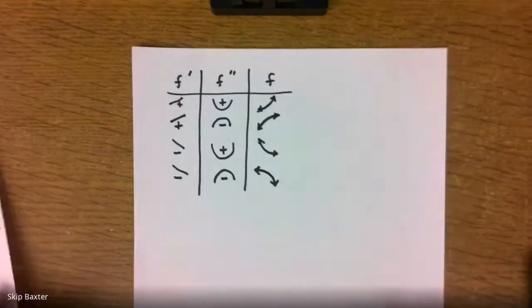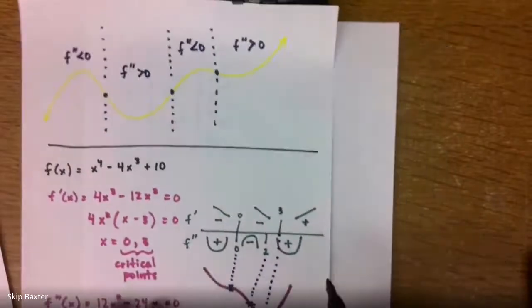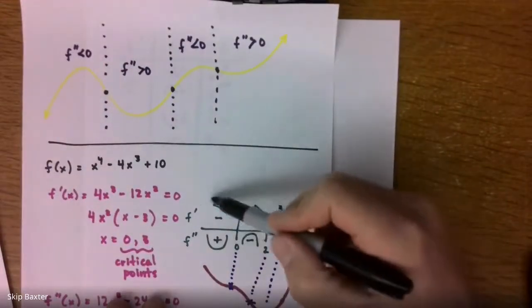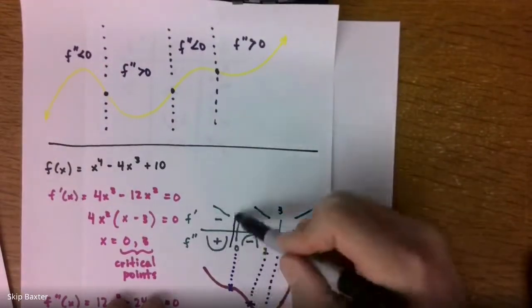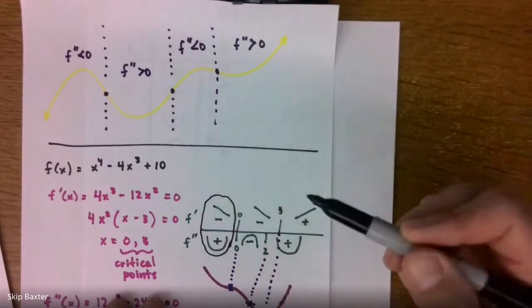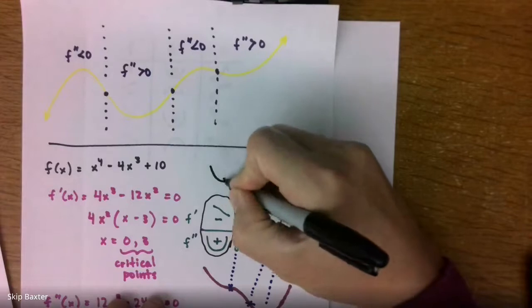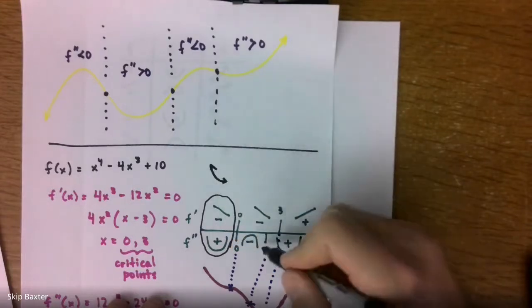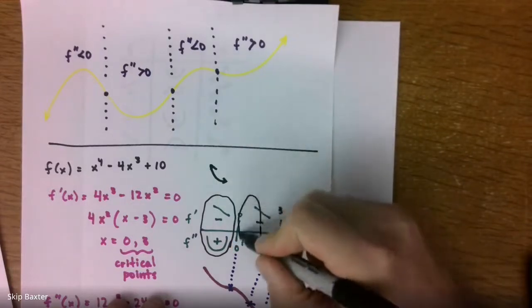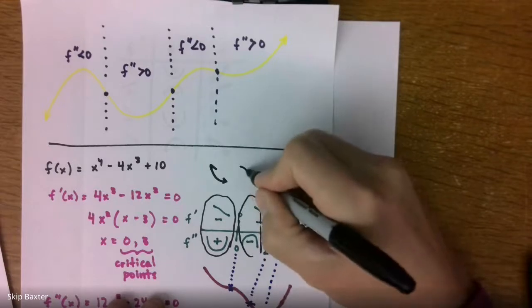So in a first derivative chart, at each interval, I just have to look at what's going on. In this little interval, it's decreasing concave up. Well, decreasing concave up, what does that look like? It looks like that, generally. And then I have decreasing concave down. That's this shaped graph.